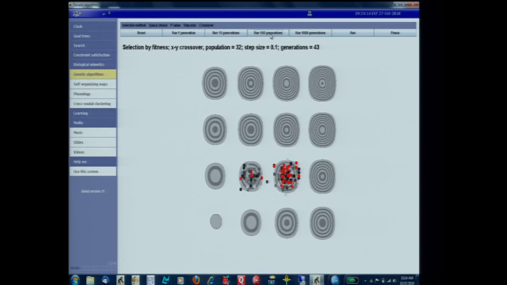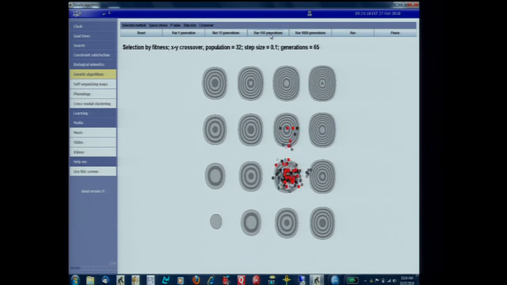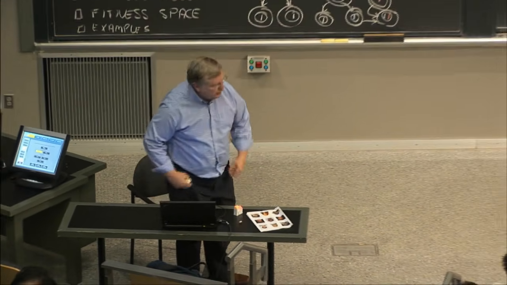I don't know, it just doesn't seem to be going anywhere. Sometimes it'll go right to the global maximum. Sometimes it takes a long time. It's got a random number generator in there, so I have no control over it. So it's going to get there. I couldn't tell whether the crossover was doing any good or not.